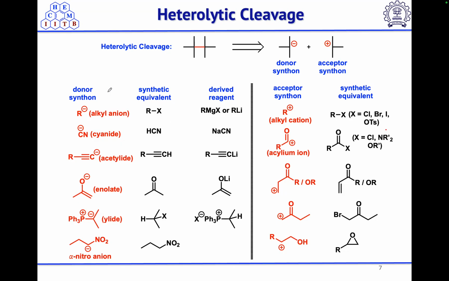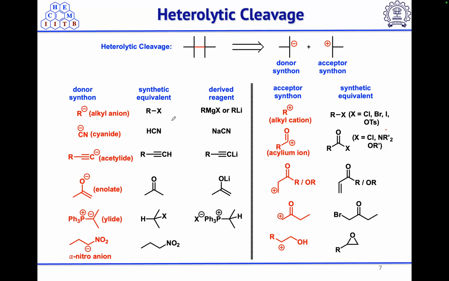Let's think about the donor synthon alkyl anion, basically a carbanion. How can we get it? The synthetic equivalent is RX, where R is delta positive and X is delta negative. But we have to generate this alkyl anion. How can we do it? RX is the synthetic equivalent, but we can make a reagent, magnesium pieces or lithium pieces. Magnesium means Grignard reagent, or alkyl lithium, where the metal is positively charged and R shows delta negative character. From those reagents we can get this alkyl anion.